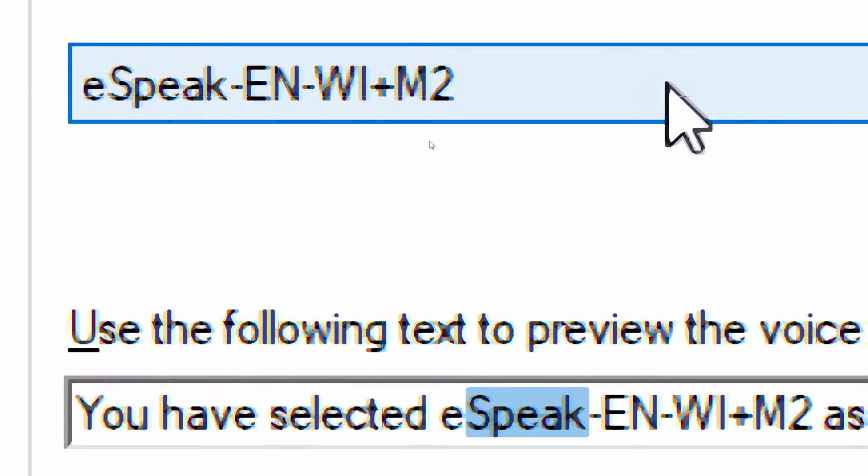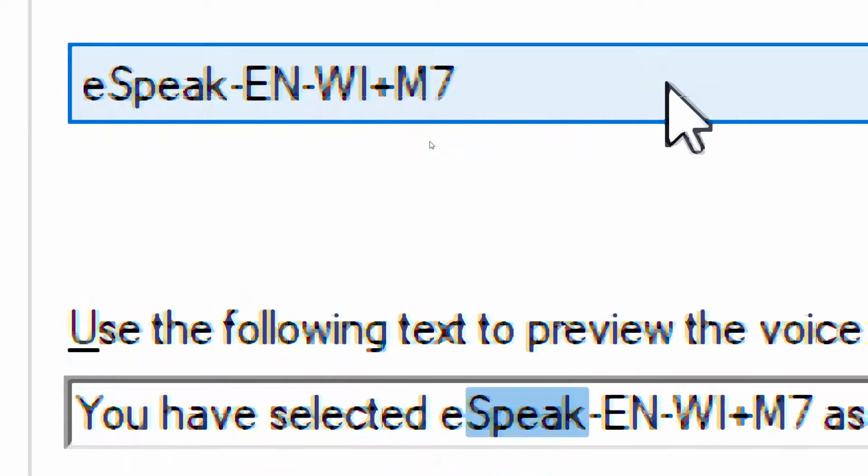You have selected eSpeak ENWI plus M2 as the computer's default voice. You have selected eSpeak ENWI plus M3 as the computer's default voice. You have selected eSpeak ENWI plus M4 as the computer's default voice. You have selected eSpeak ENWI plus M5 as the computer's default voice. You have selected eSpeak ENWI plus M6 as the computer's default voice.